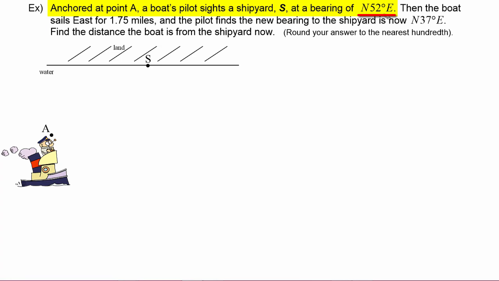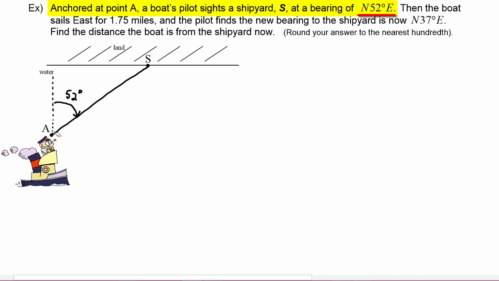Remember how bearing works. So the boat and the pilot are here at point A, and they are looking at point S, where the shipyard is. Now, the bearing that they're looking at is north, which means you draw a dotted line to the north. Then you turn 52 degrees towards the east. So you turn this direction 52 degrees. And then you are looking at S.